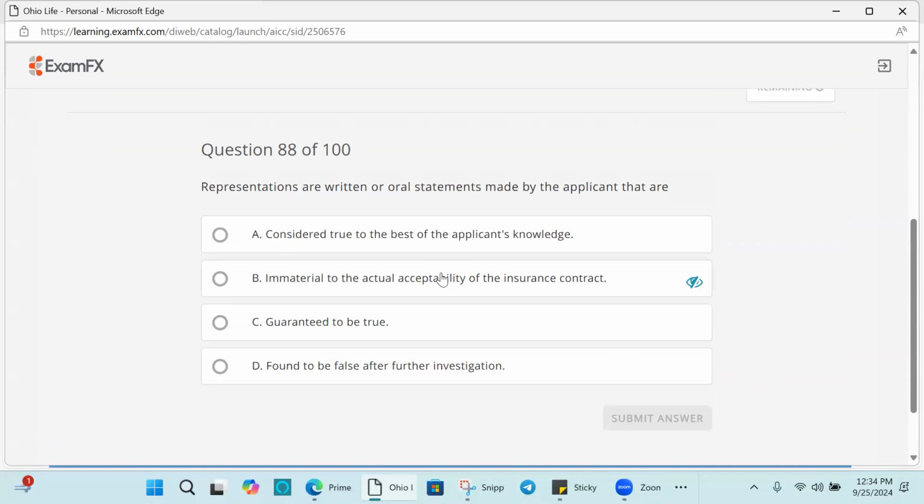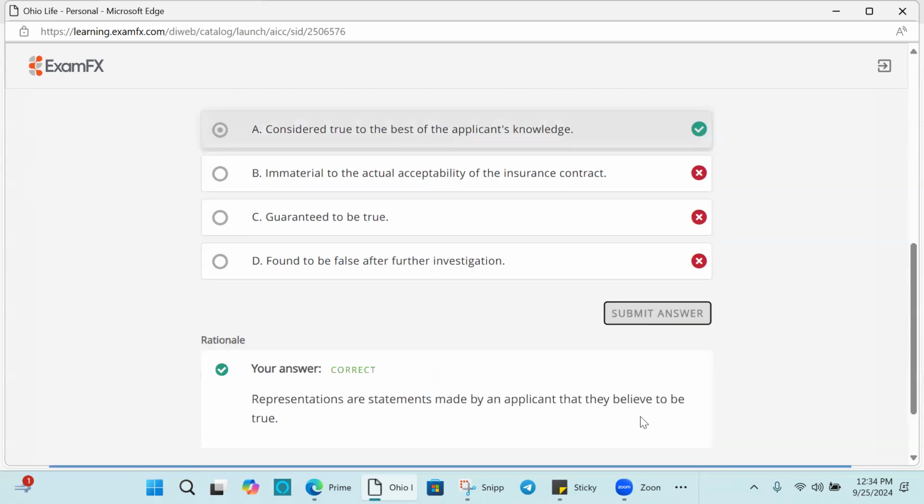Representations are written or oral statements made by the applicant that are considered to be true to the best of the applicant's knowledge, not guaranteed to be true. Guaranteed is a warranty.